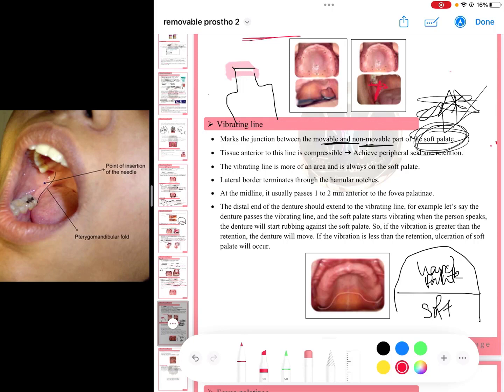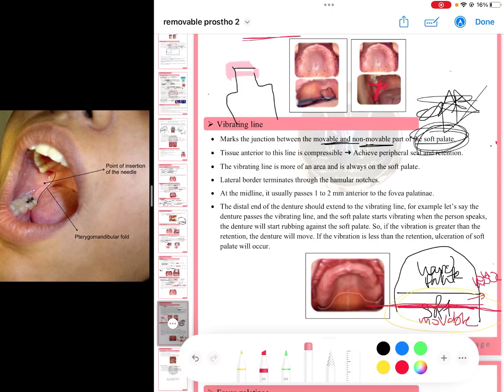Now, inside the soft palate, we also have two parts. We have a movable and a non-movable part. This is the non-movable part. The non-movable part is anterior because it's close to the hard palate. And we have the movable part posteriorly. Now, the line here between the movable and non-movable part of the soft palate is the vibrating line.